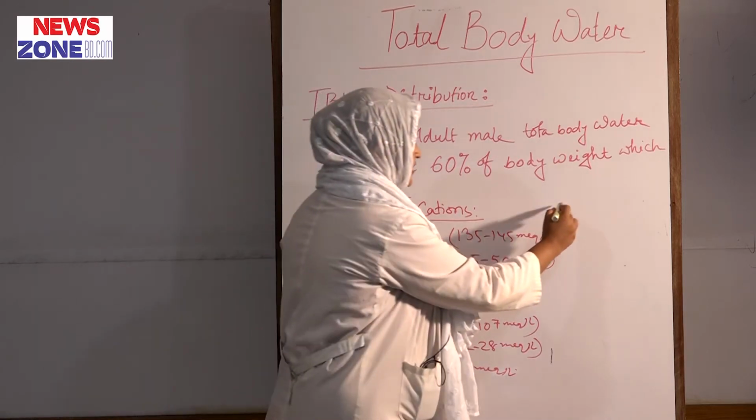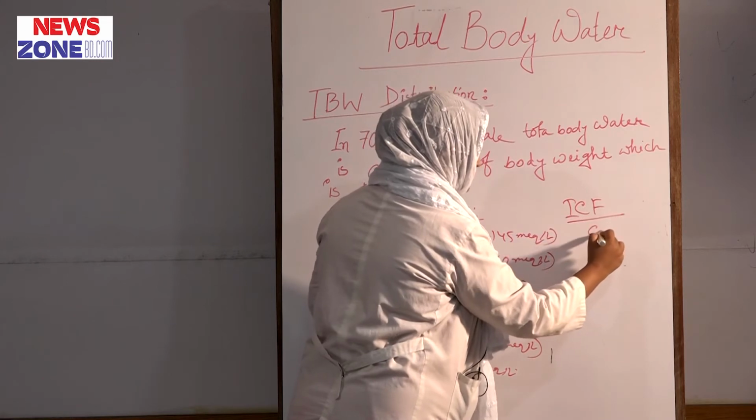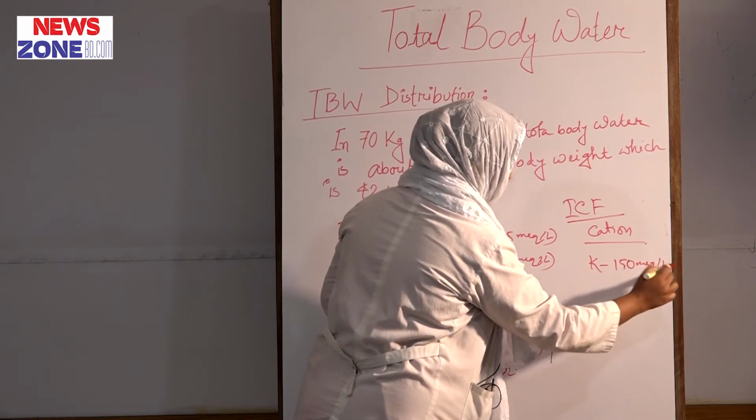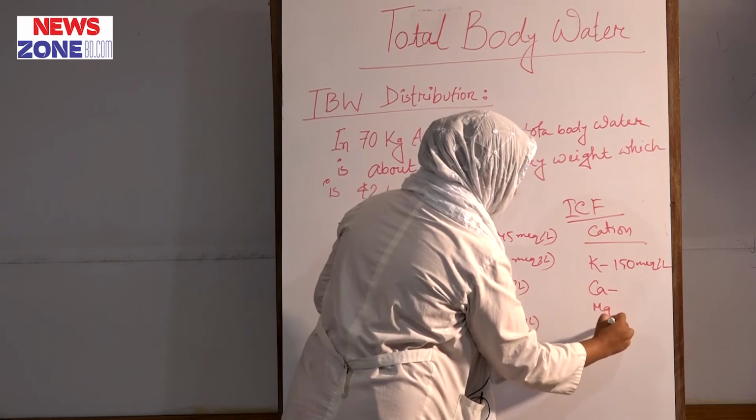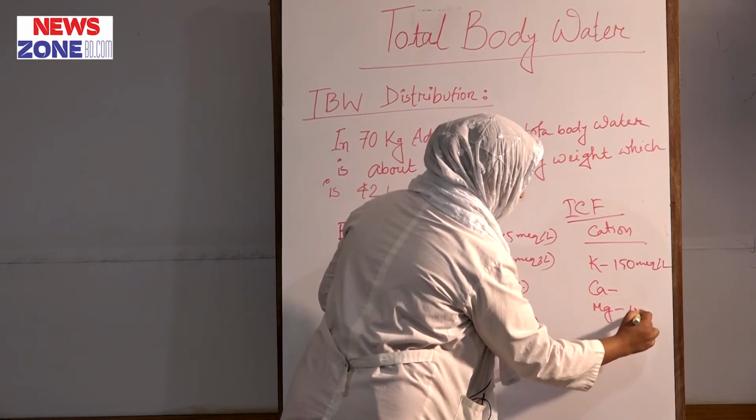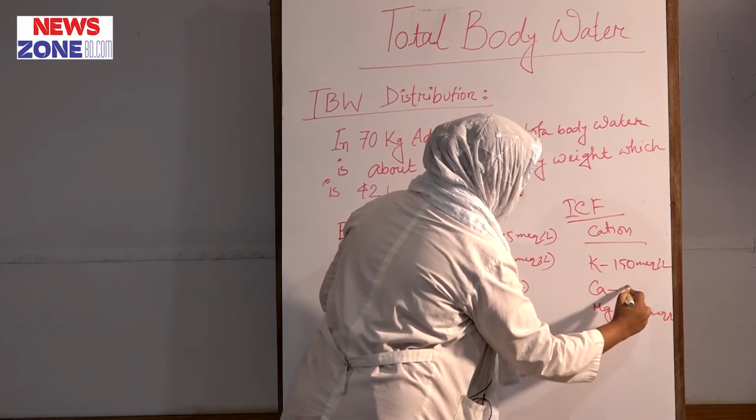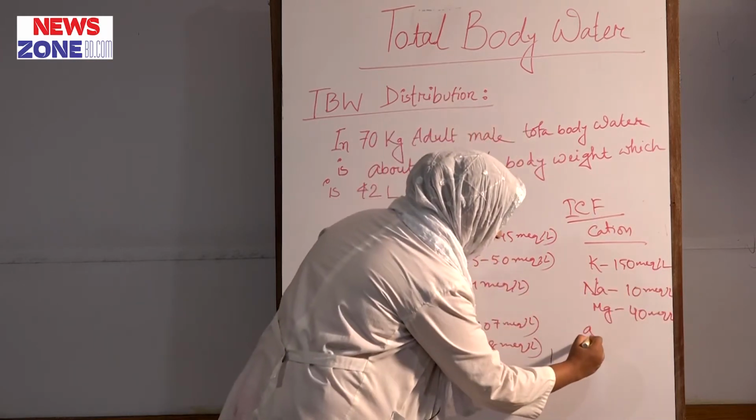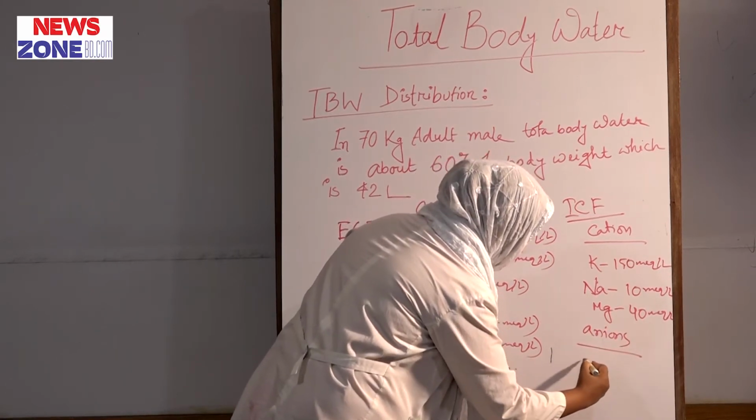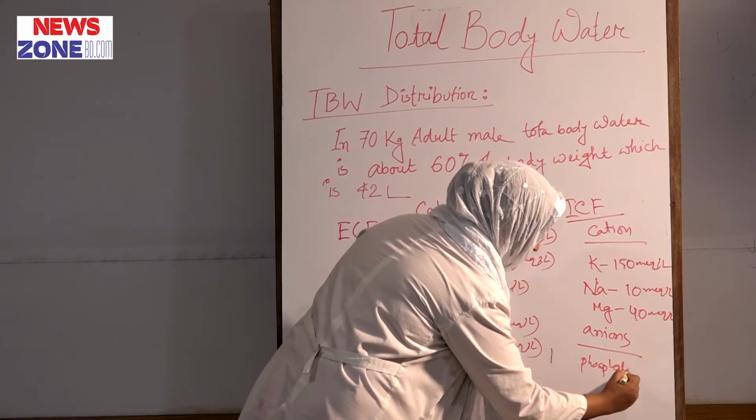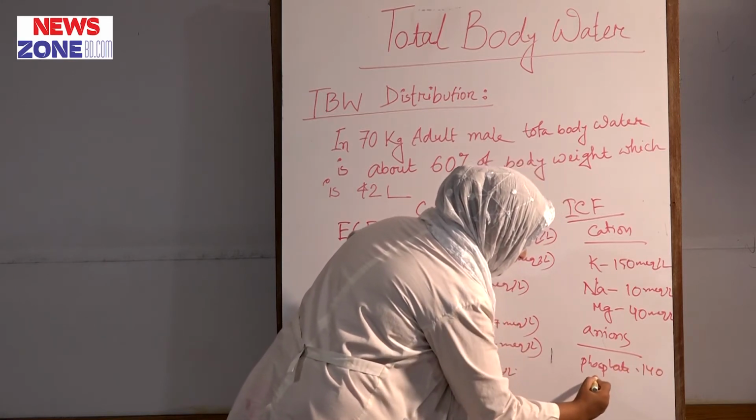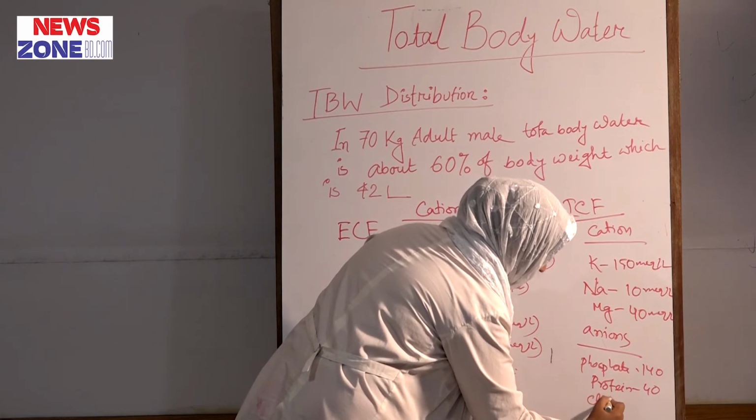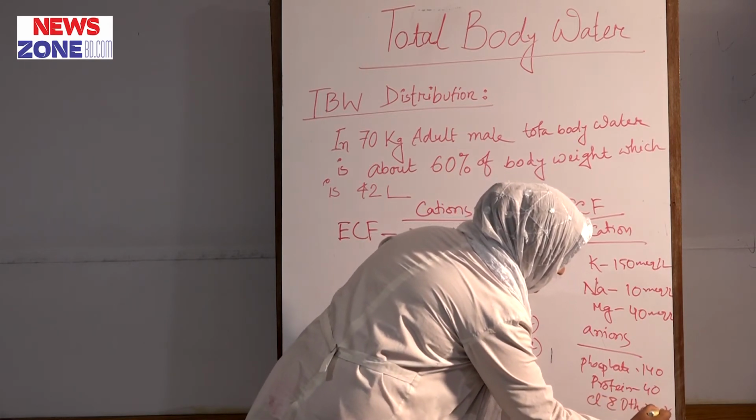In the ICF, the intracellular fluid compartment, the main cation is potassium, which is 150 milliequivalent per liter, then sodium and magnesium. Magnesium is 40 milliequivalent per liter. Sodium is 10 milliequivalent per liter. Now come to the anions. Phosphate will be 140 milliequivalent per liter, protein will be 40 milliequivalent per liter, and chloride and others are 10 milliequivalent per liter.